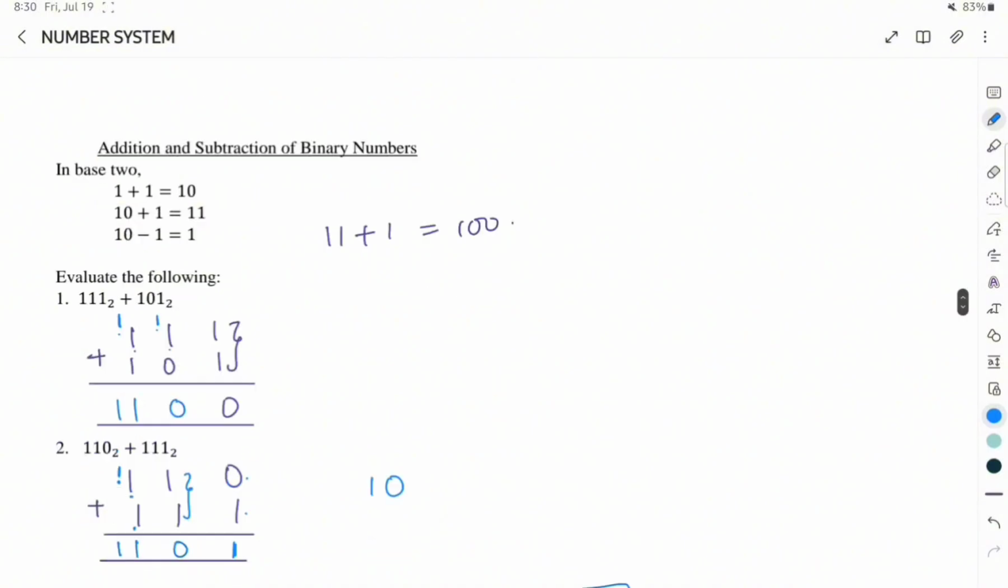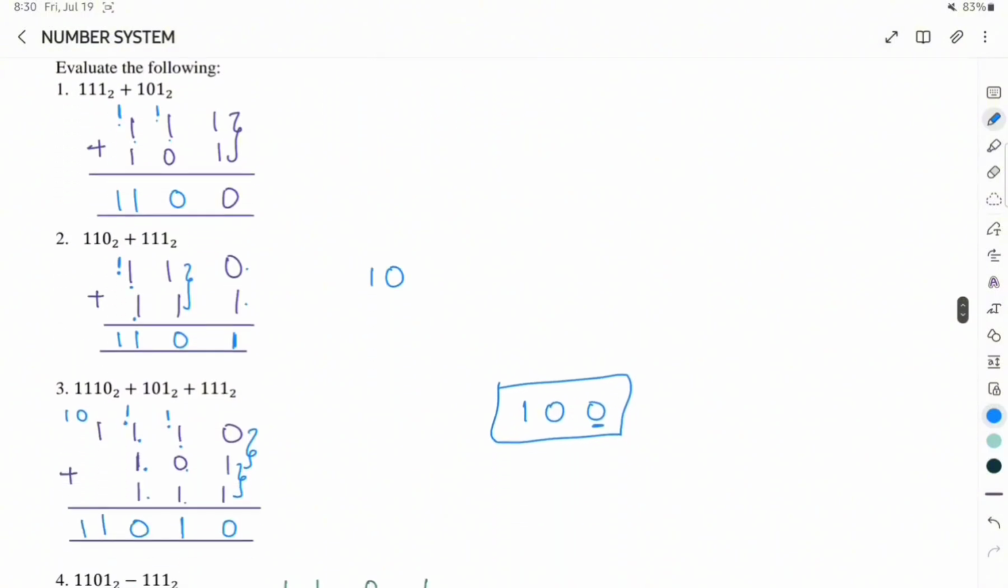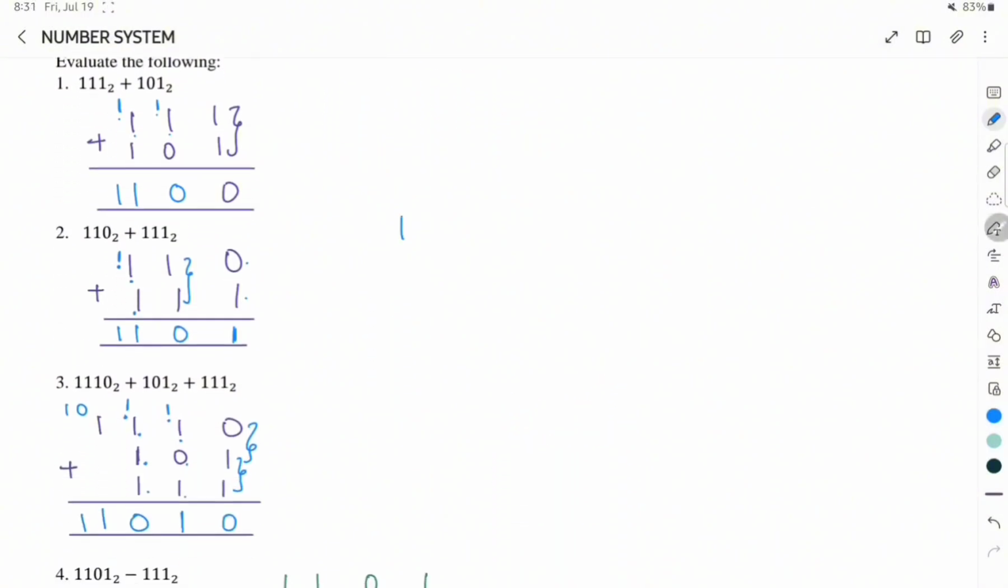Before we go into subtracting binary numbers, you can also use a longer method, which is converting each of those numbers to base 10. So in this example, let's use example number 2. When we convert 110 base 2 to base 10, we'll get 6. And when we convert 111 base 2 to base 10, we'll get 7. So 6 plus 7 is 13, right? Now convert the 13 back to base 2.